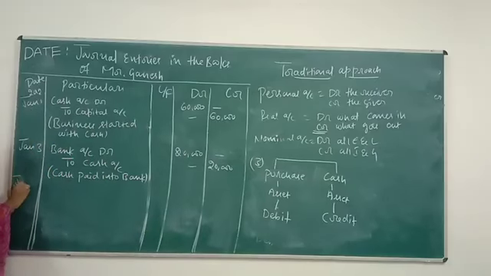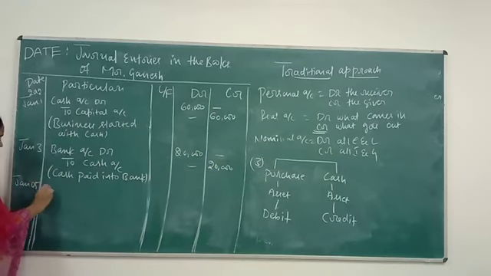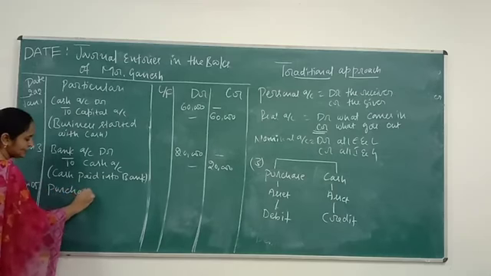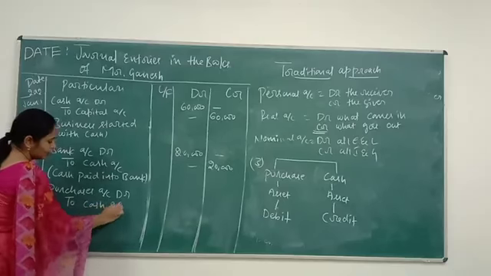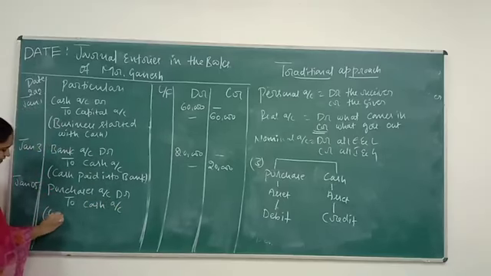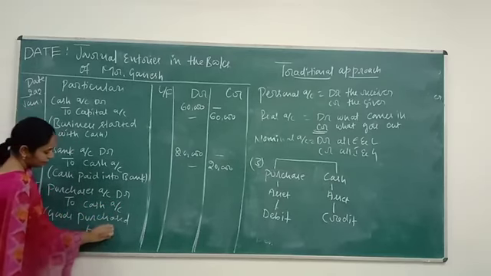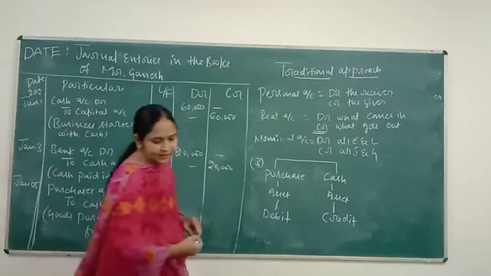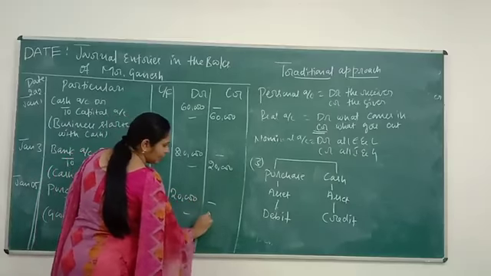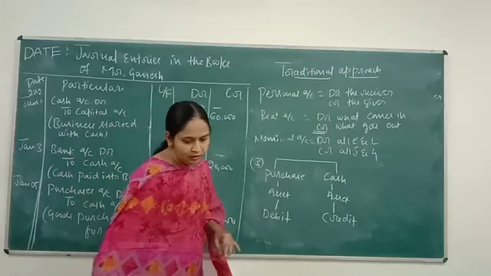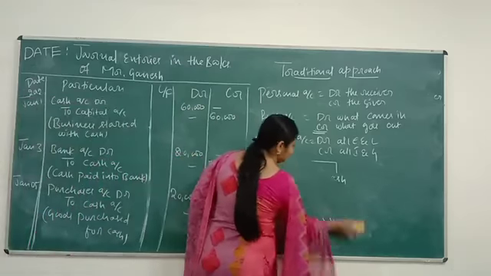What is the date of the transaction? January 5th. Purchases account debit to cash account. Okay. So what is the narration? Goods purchased for cash. What is the value of the goods which the business is purchasing? 20,000. Okay. I'll rub off this. Okay, you copy it down.